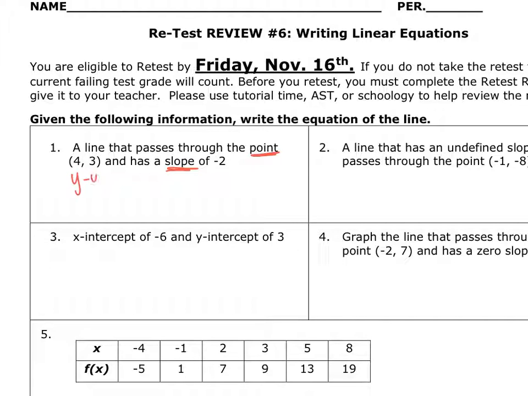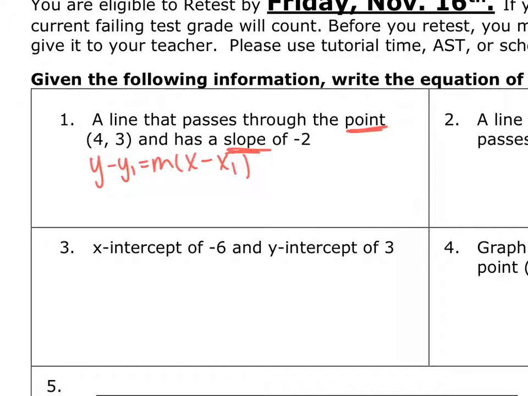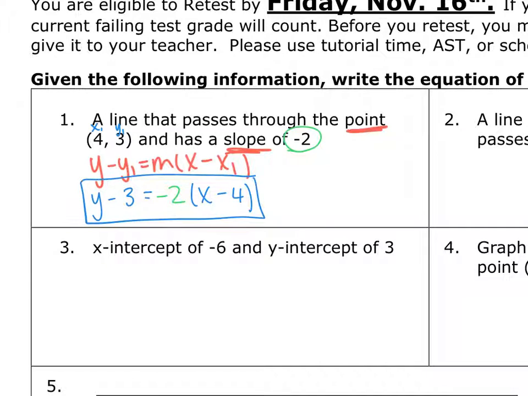Because I'm given a point and a slope, I'm going to plug into the point-slope equation. So when I plug in, it's y minus my y1 point, which is 3, my slope m of -2, and x minus my x point of 4. And you can stop there because point slope is an acceptable way to write equations.